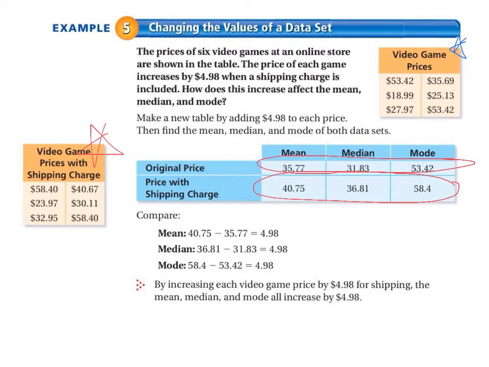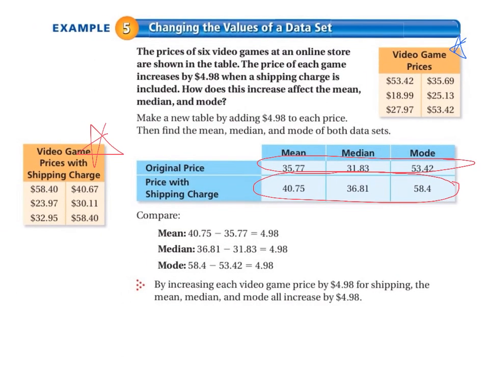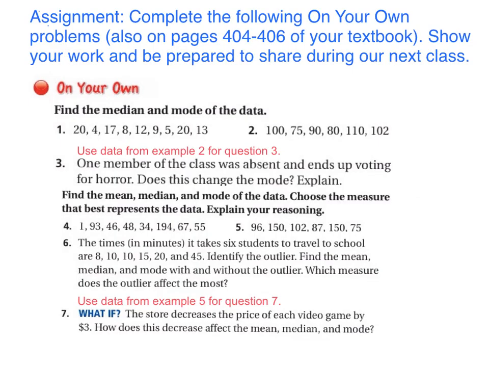So when we compare the mean before and after the shipping charge, the difference is $4.98. And the difference in the median before and after the shipping charge is $4.98, and the difference in the mode before and after the shipping charge is $4.98. So by increasing each video game price by $4.98 for shipping, the mean, median, and mode all increased by $4.98, which makes perfect sense.